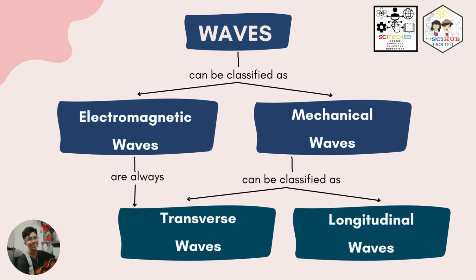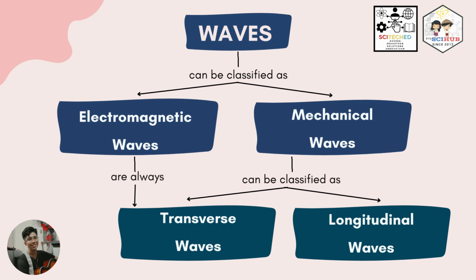And for the sake of practice, let's repeat. Waves can be classified as electromagnetic waves. Electromagnetic waves are always transverse waves. Waves can also be classified as mechanical waves, and mechanical waves can be classified as transverse waves and longitudinal waves. I hope that everything is clear now, class, and let us go back to the set of questions we had in the first part of the lesson.